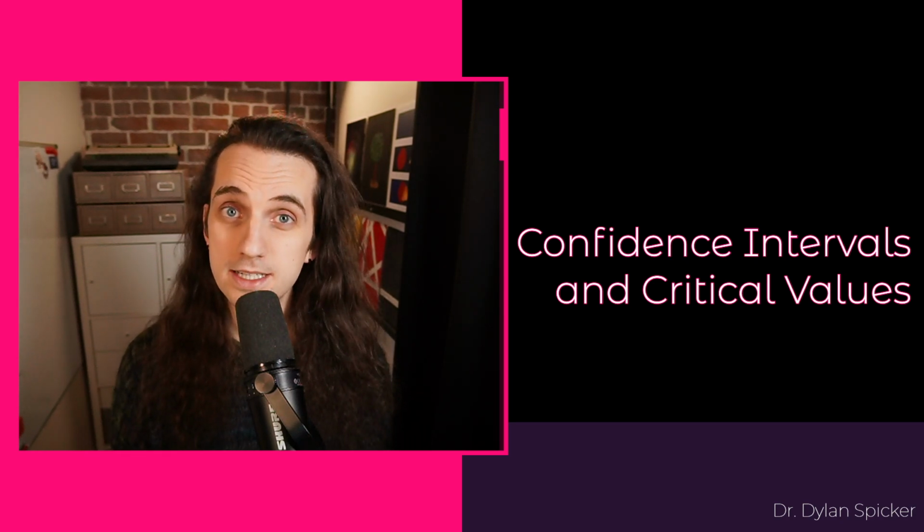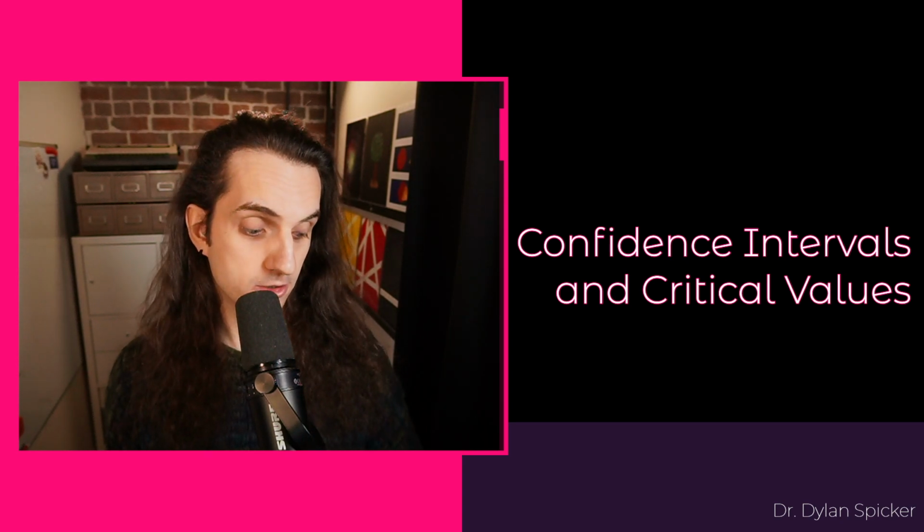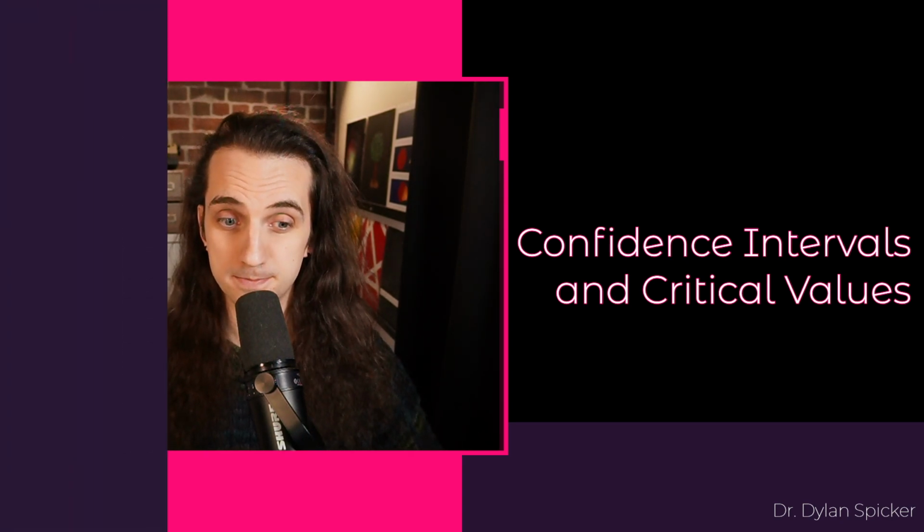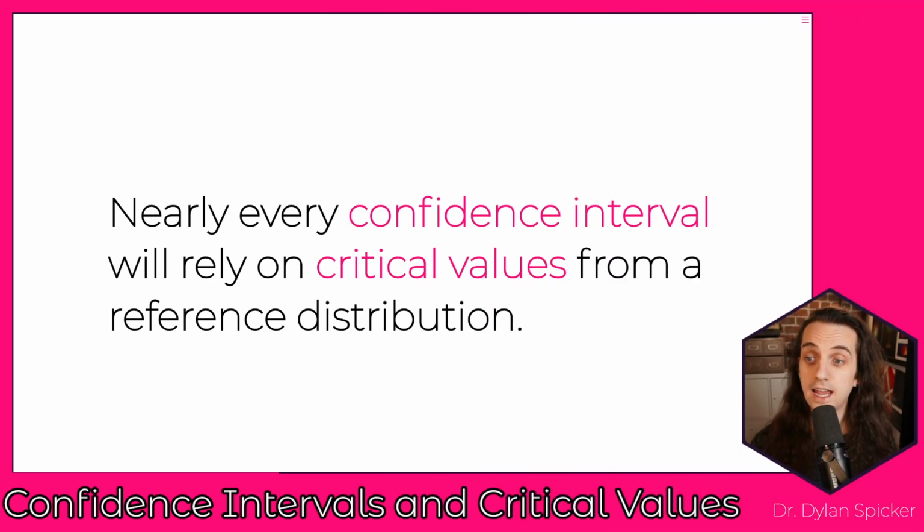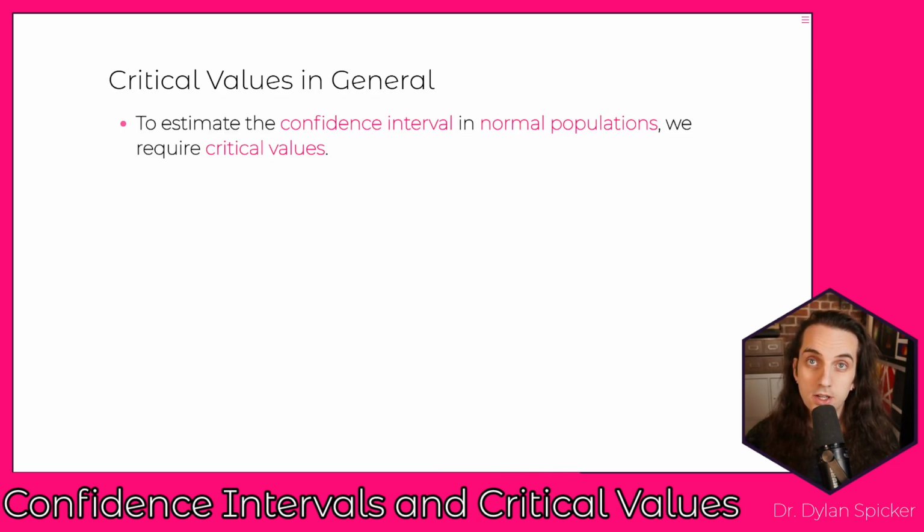And the distribution that we deal with depends on what the sampling distribution in the given scenario is. So nearly every confidence interval is going to rely on a critical value from some reference distribution, and the concept that gives you critical values is going to hold no matter what that reference distribution actually is. So if you think about forming a confidence interval in a normal population for the mean, then this is going to require normal critical values.